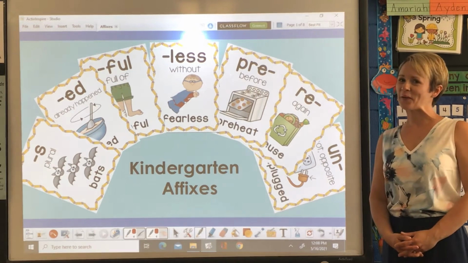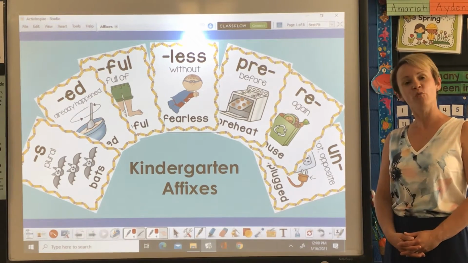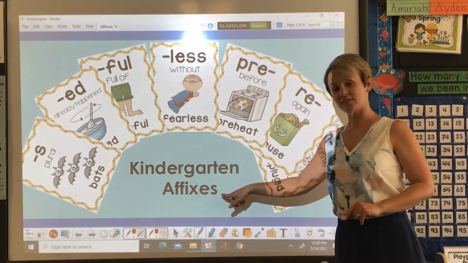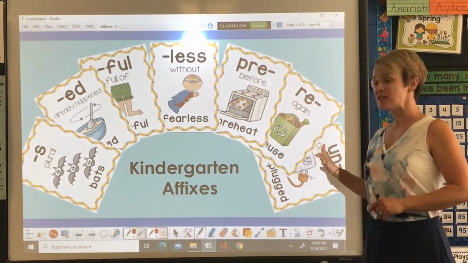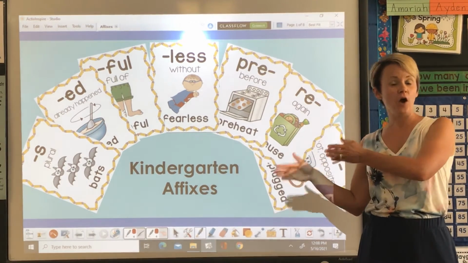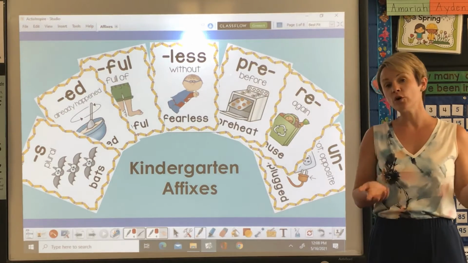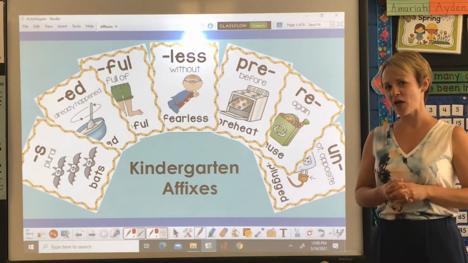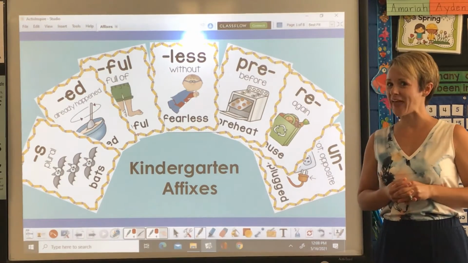Today, we're going to be learning about changing meanings of words that we already know. We'll be using affixes. Affixes are short word parts you can put at the beginning or at the end of a word you already know, and affixes change the meaning of that word. Let's look at some together.